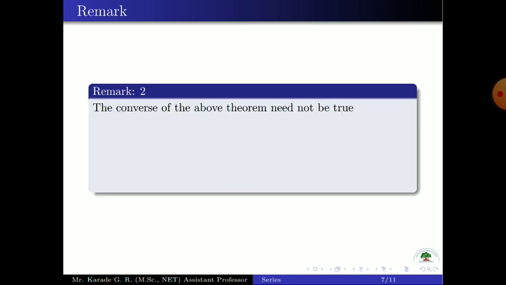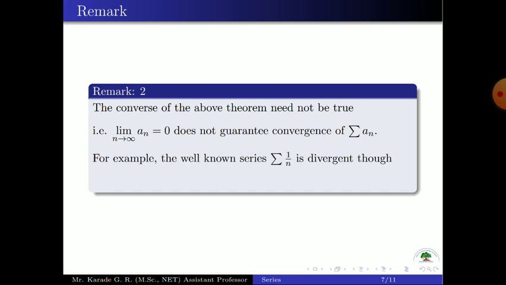Next, remark 2. The converse of the above theorem need not be true. That is, the limit of An as n tends to infinity equal to 0 does not guarantee convergence of summation An. So whenever the limit of An is equal to 0, the series summation An may or may not be convergent. For example, the well-known series summation 1 upon n is a divergent series, though the limit of An as n tends to infinity is 0. That is a very important counterexample.